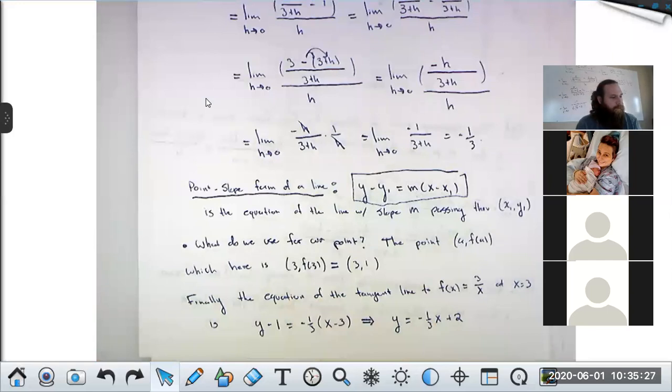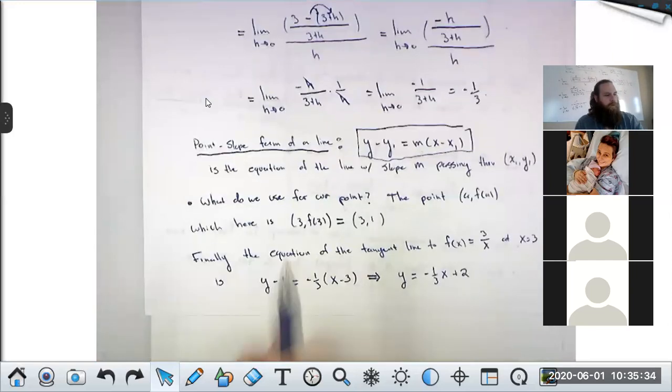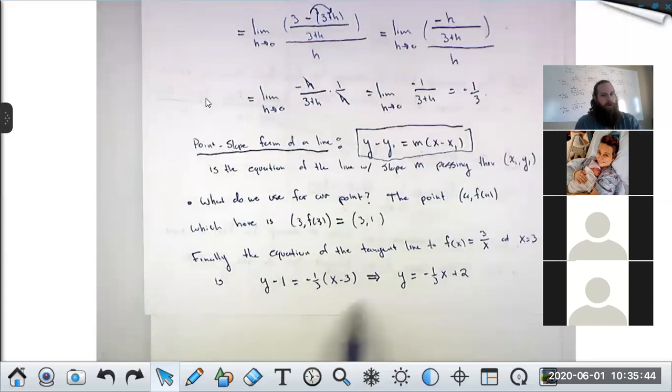Right, but how did you find the y-intercept? You're saying the y-intercept is 2? So I started with the point slope form of the equation right here. See, I plug in 1/3 for m, 3 for x1, and 1 for y1. And then I just simplified this, right? I just distributed the -1/3 and I added the 1 back over. So like I give you an equation of a line in one form and then ask you to put it in slope-intercept form. That's all I did there.